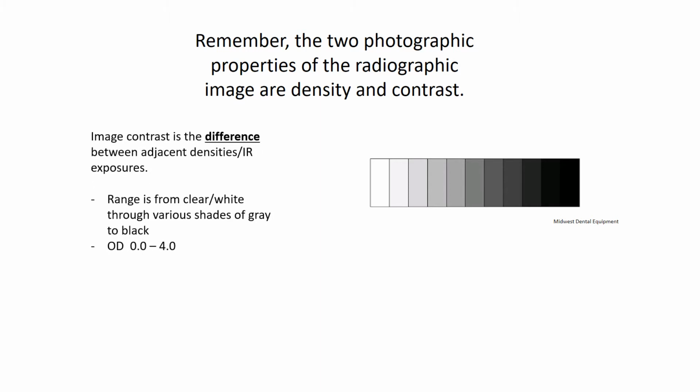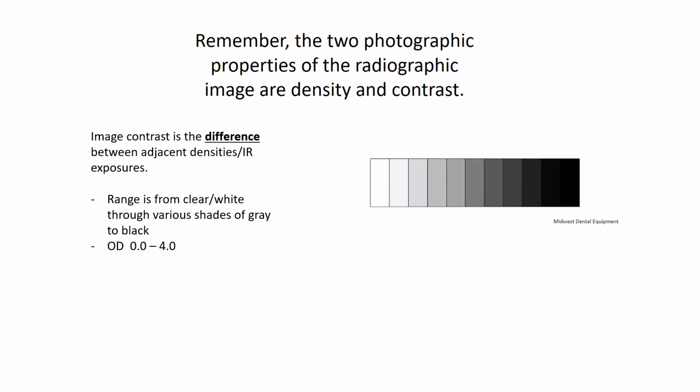So when we talk about contrast, image contrast is the difference between adjacent densities or IR exposures. If we look to the step wedge on the right, you can see that each step would have increasing amounts of density. It's that difference between those densities that we call contrast. And the range goes from clear white on a radiograph through various shades of gray all the way to black.